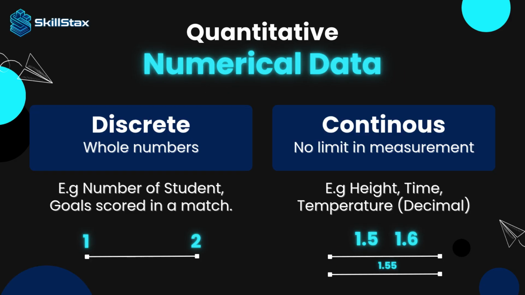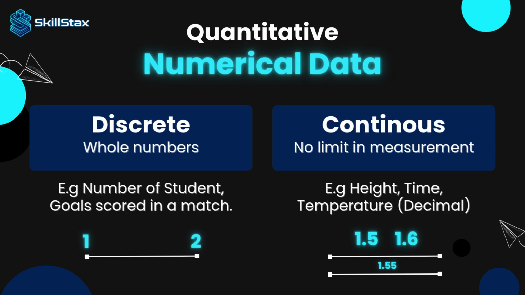With your quantitative data types, also called numerical data, this has to do with numbers. You get two sub-data types, which are your discrete, your whole numbers, for example, the number of students or the number of siblings that you have. It'll always be a whole number. You can't have 5.5 students in a class. You either have 5 or you have 6.